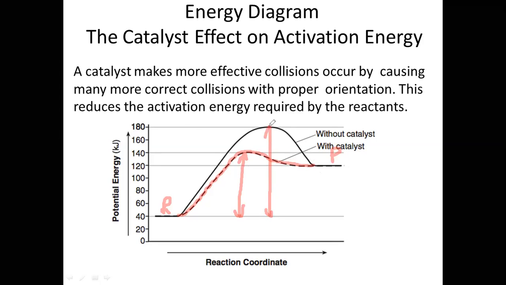Remember, a catalyst is a chemical that speeds up a chemical reaction. What it does is it holds molecules in the correct orientation so they can collide in the correct position, and that will reduce the energy we would need to turn it into products. So a catalyst makes more effective collisions by making the proper orientation. And what that will do is the activation energy will be minimized because the orientation of more of the molecules is the correct one needed.